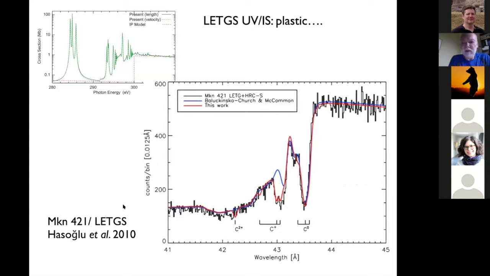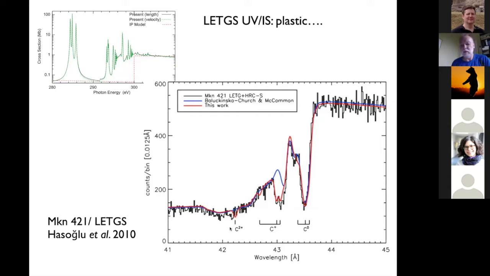Now, of course, the problem is that, as you probably know, the one spectrometer that will allow you to do this is the LETG, because it has sensitivity that runs out past the carbon K edge, and it has sensitivity and resolution at that range. But as you are probably aware, there's a beam filter in the LETG that shields the detector from UV radiation and charged particles, and it has plastic in it. Plastic means carbon.